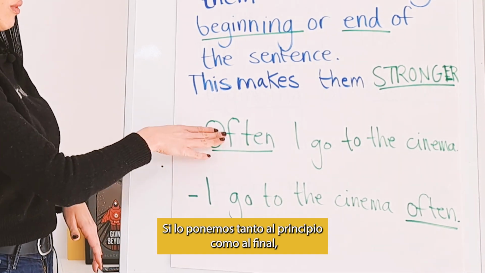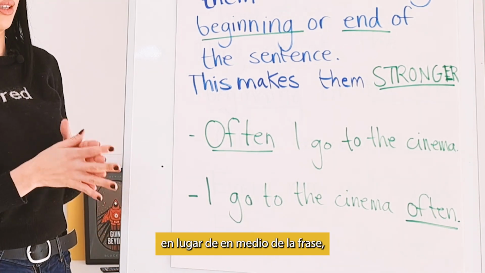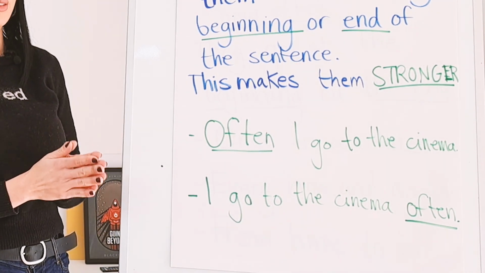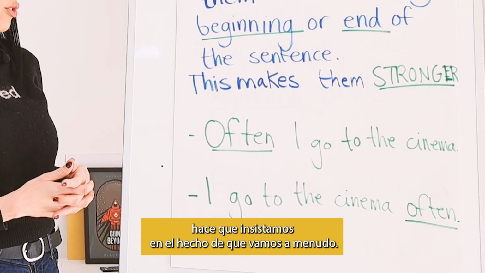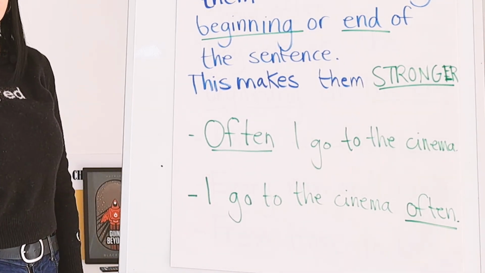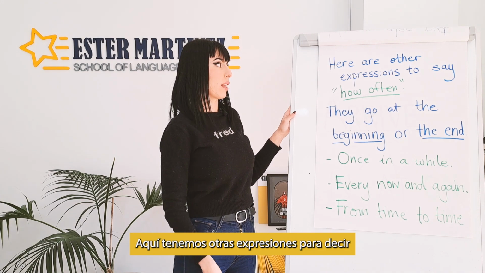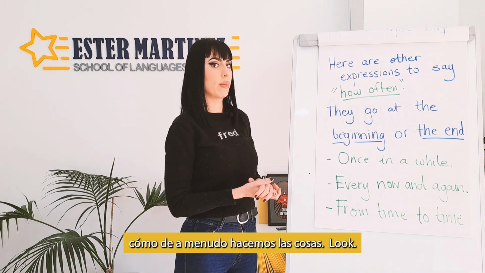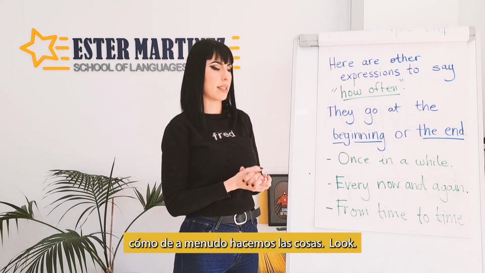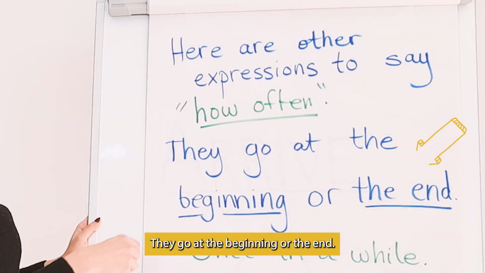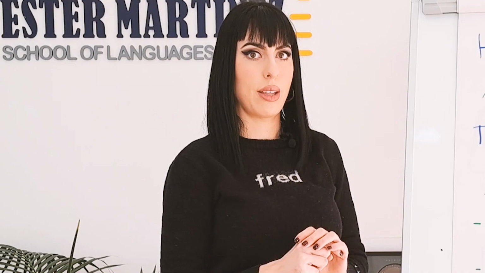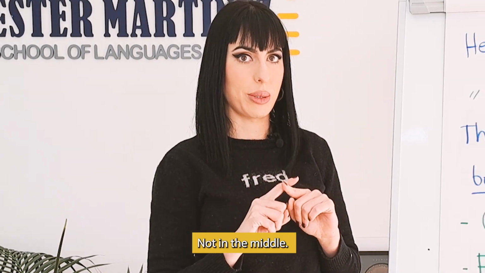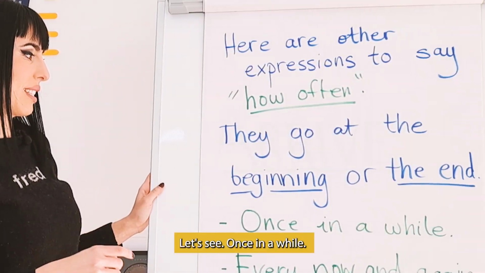Si lo ponemos tanto al principio como al final en lugar del medio de la frase, hace que insistamos en el hecho de que vamos a menudo. Aquí tenemos otras expresiones para decir cómo de a menudo hacemos las cosas. Let's take a look. They go at the beginning or the end. Very important. Not in the middle. Let's see.